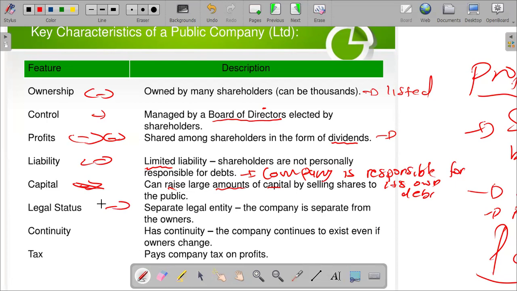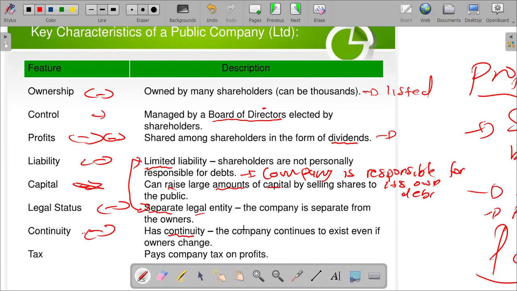And then when we talk about legal status, again, limited is the same as separated. Limited is the same as separate. So separate legal entity simply means limited. So a separate legal entity, the company is separate from the owners. So if let's say the company goes into a legal obligation, the shareholders or the owners of the company won't be responsible. And then just like a private company, it has continuity.